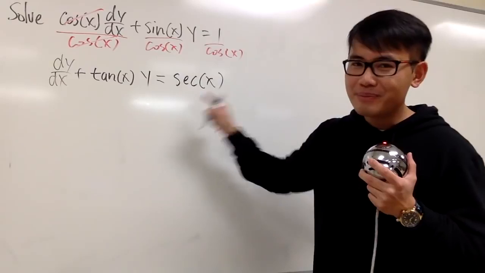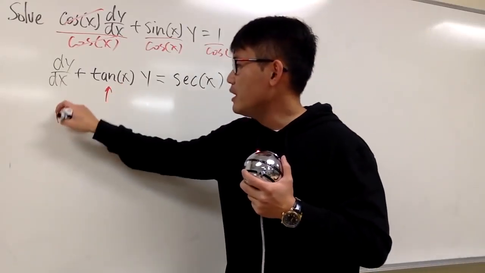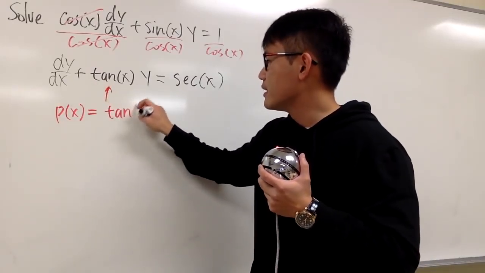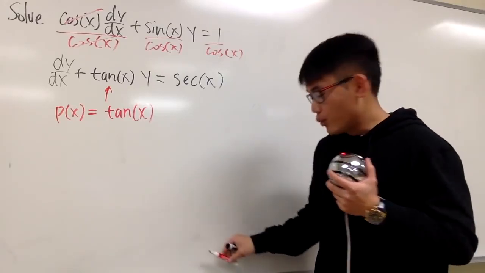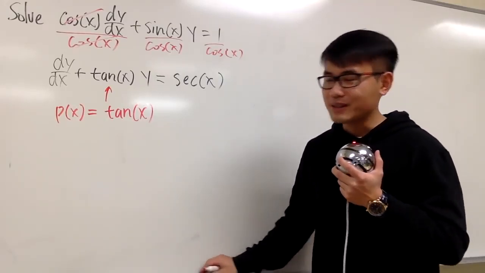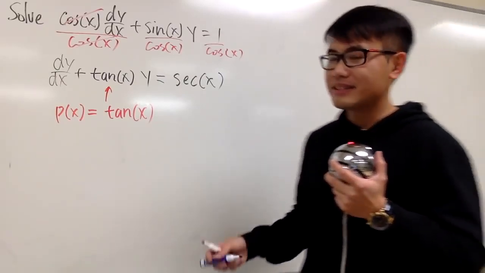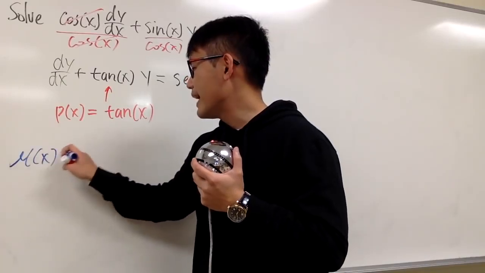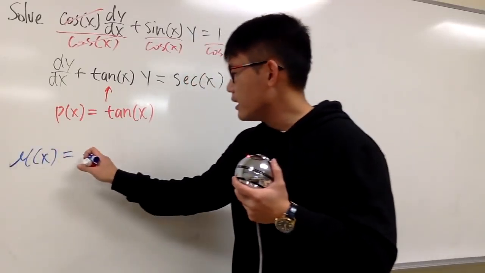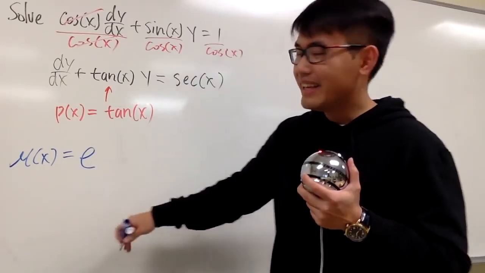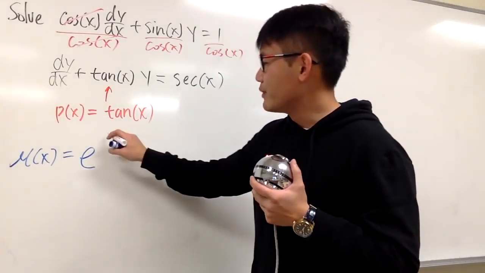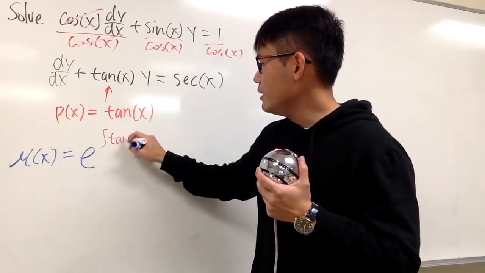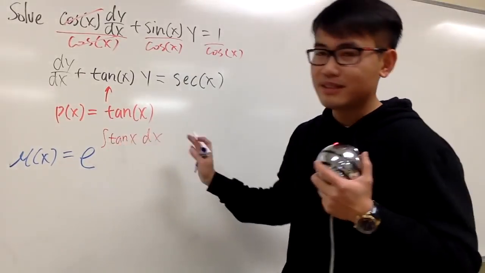From here, we are in business because we can see that the p of x, this right here, is positive tangent of x. From here, we will be able to work out that formula to find ourselves an integrating factor. And yes, you have to know that formula. So right here, let me write it down. Mu of x, that integrating factor, is going to be e as the base. And the power is an integral, right? We have to integrate p of x. And let me just write this down for you guys. We have to integrate tangent of x right here in this situation.